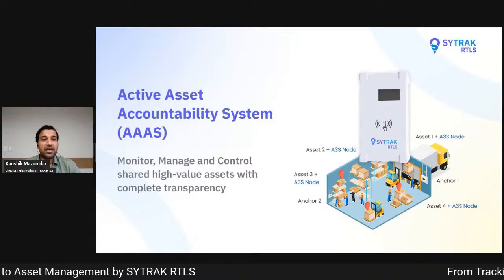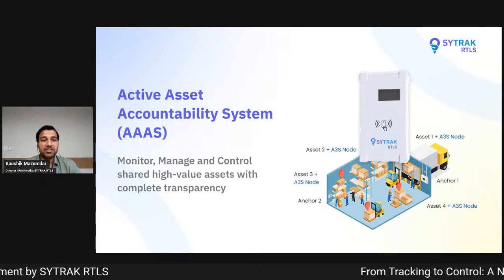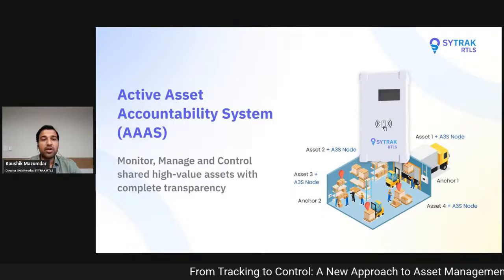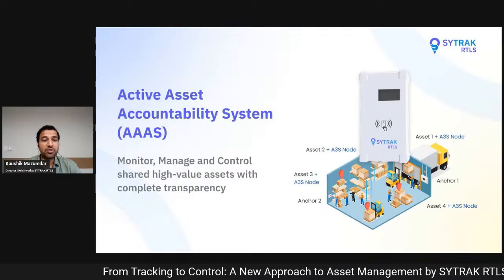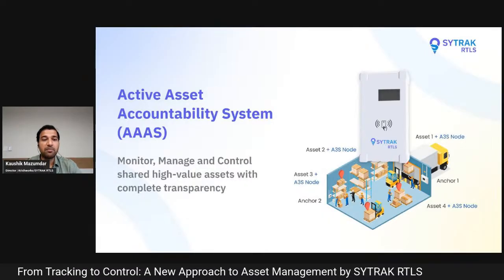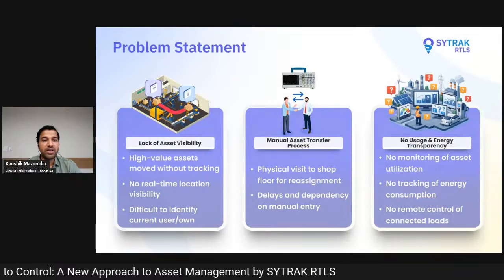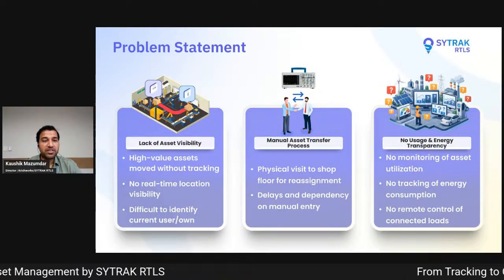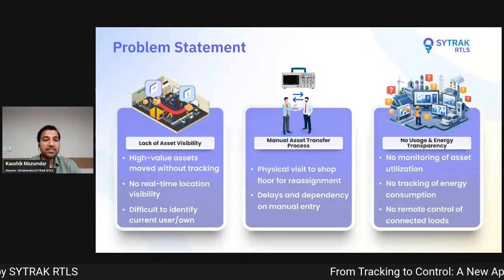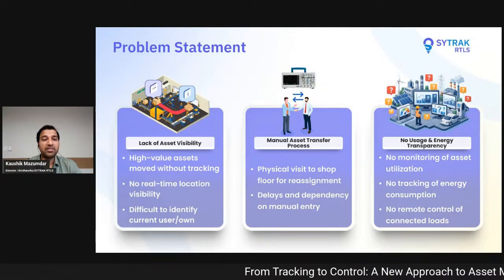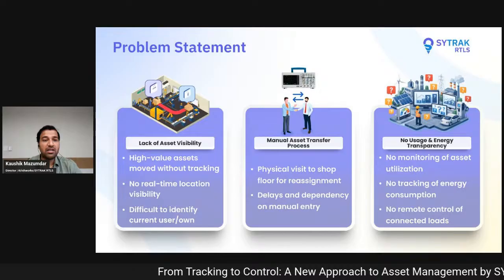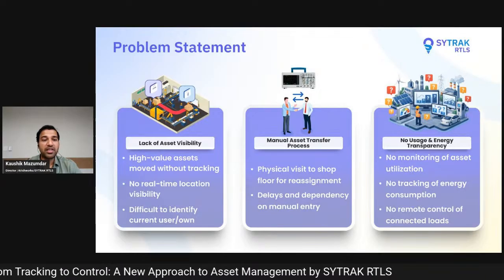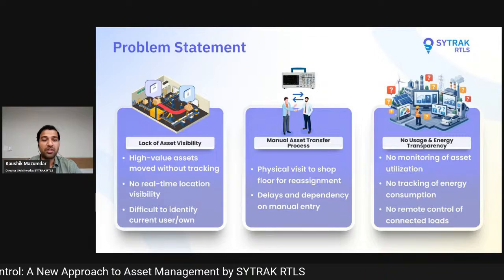Here we have the active asset accountability system or the A3S node, which will allow anyone to monitor, manage, control shared high value assets with complete transparency. Let's see why it is needed and the problem statement of the industry. We have lack of asset visibility. The high value assets are moved without tracking. There is no real time location visibility, and it is difficult to identify the current user or the owner.